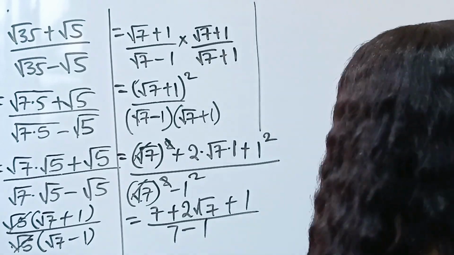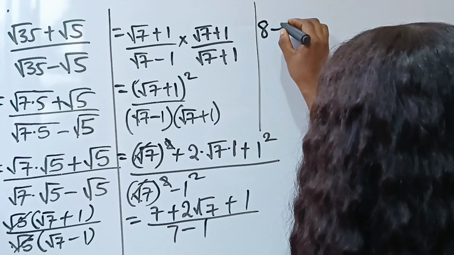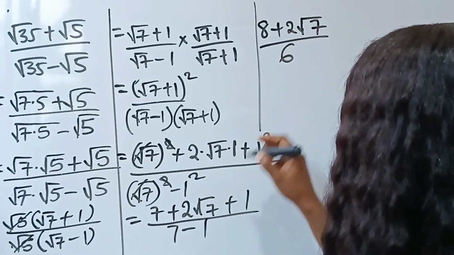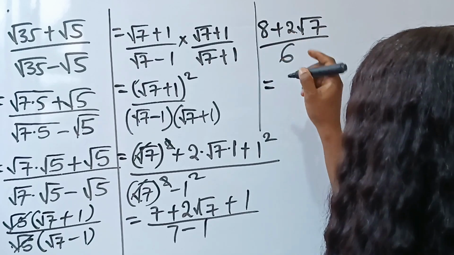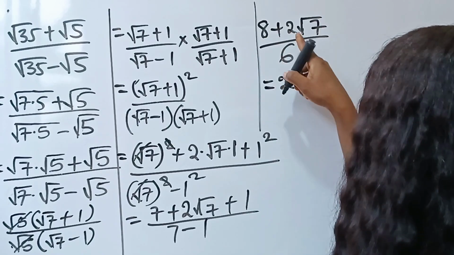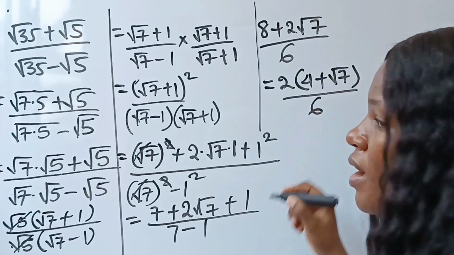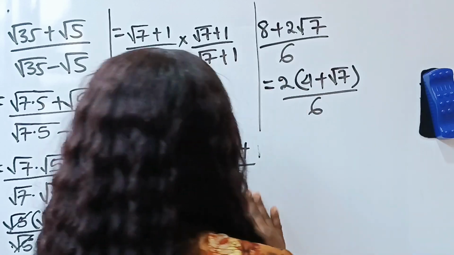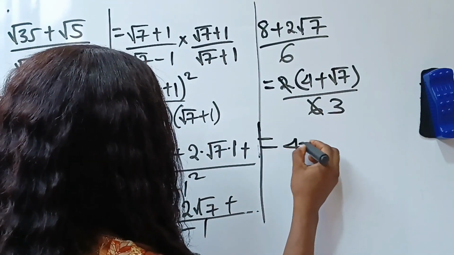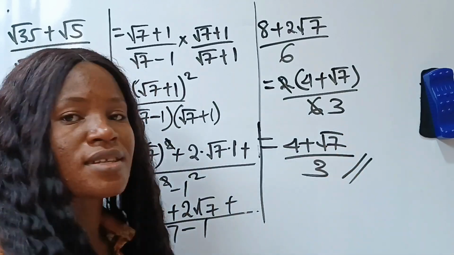Now let us continue. So we have 7 plus 1 will give us 8, plus 2 root 7, divided by 6. So this is equal to, let's factorize the numerator. So we have 8 divided by 2 is 4. This divided by 2 will just leave us with root 7. Everything divided by 6. Now 2 we divide this to give us 3. So we have 4 plus root 7 divided by 3. Now this is the answer.